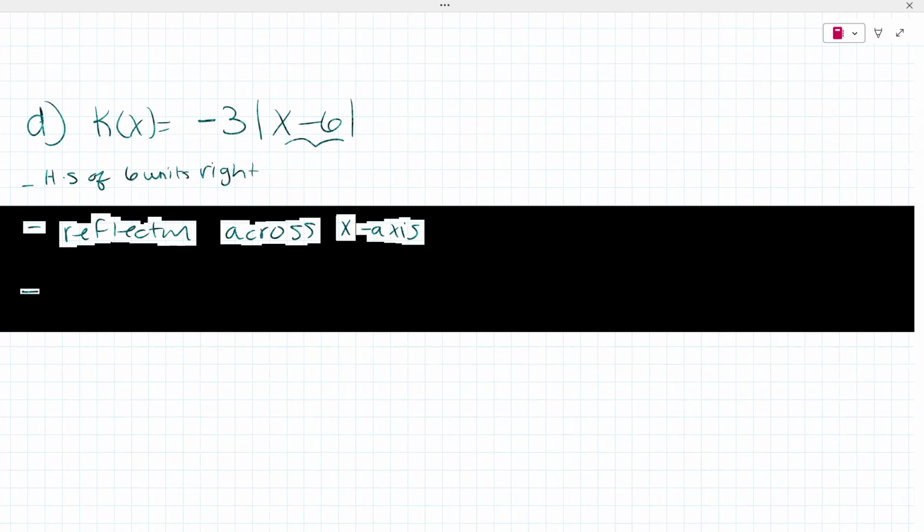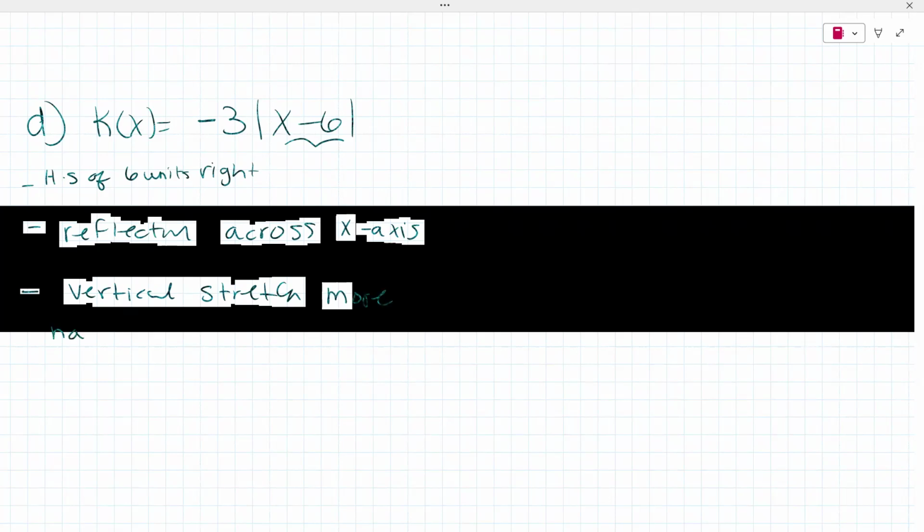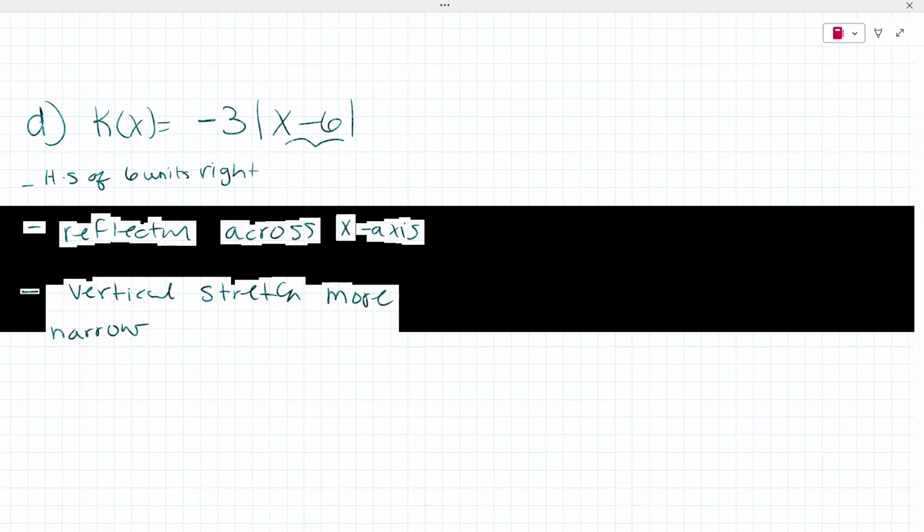And what else? What about the 3? The 3, just the positive 3, not including the minus, is an a value and it's greater than 1. So we said that if it's greater than 1, then you have a vertical stretch, making it more narrow. So it's going to be concave down and narrower. That makes sense.